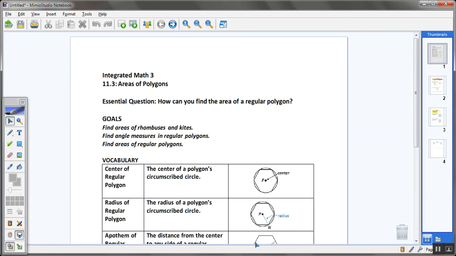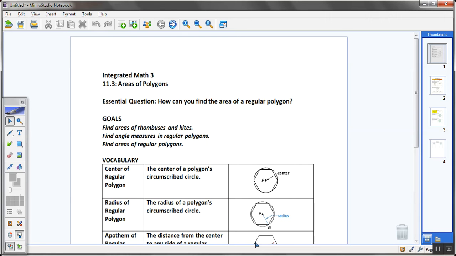11.3, areas of what? Okay, we're going completely away from circles in this section, but there are some concepts related to circles that come back into play. So we're going to start looking at how you find areas of polygons.